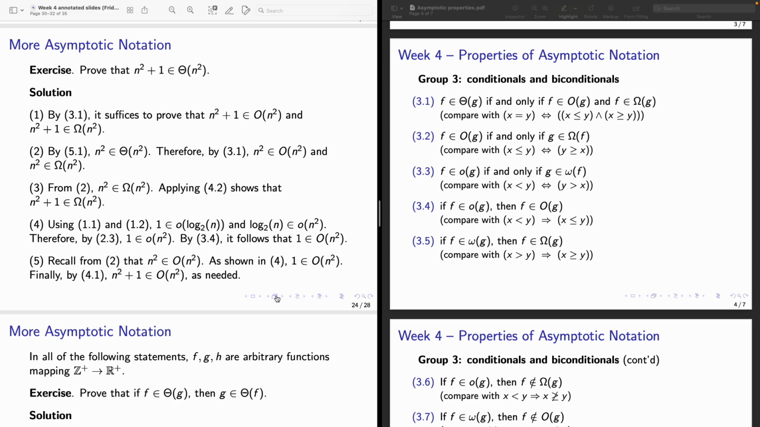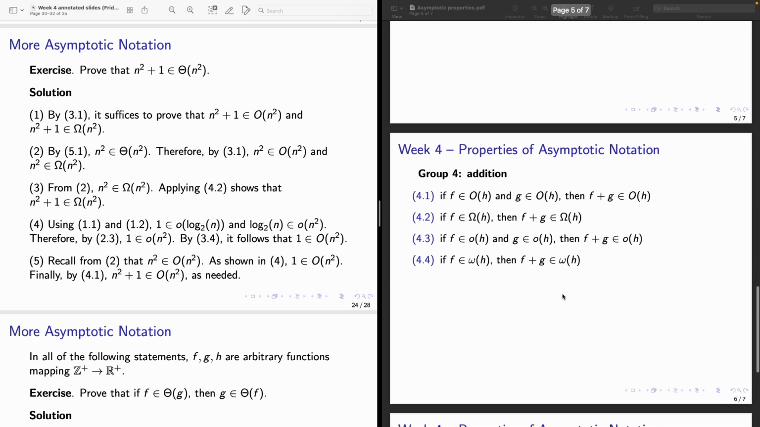We found that n squared and 1 are in big O of n squared. So by our sum rule, n squared plus 1 is in big O of n squared.